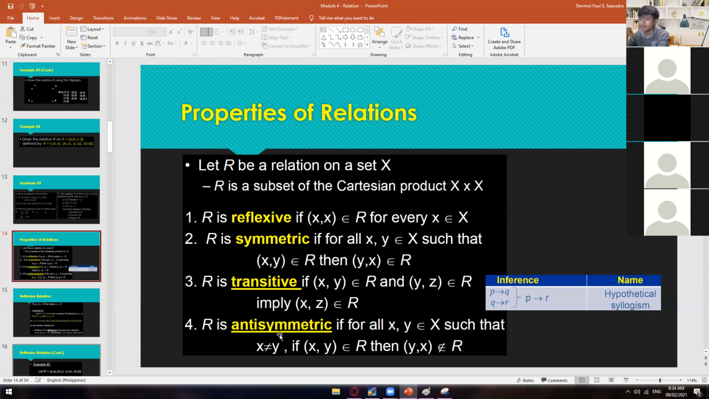And then we have this antisymmetric. As you can see, this one is completely the opposite of symmetric. So if this one is not symmetric anymore, let's say we have (x, y) but we don't have (y, x), then that one is already antisymmetric. As simple as that.